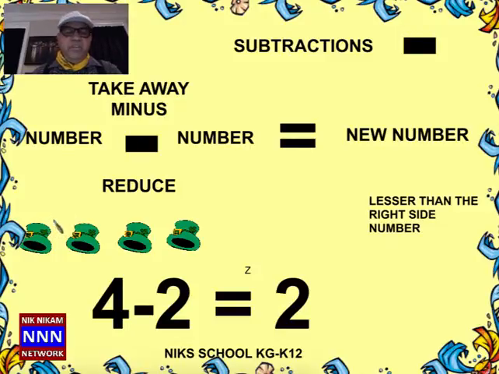So let us scratch off 2 caps here. We don't need this cap. Then let us scratch off another cap here. So 2 caps are gone. Now we are left with what? 1, 2. So 4 minus 2 equals 2. We started off with 4 caps. We took away 2 caps. So we are left with 2 caps.